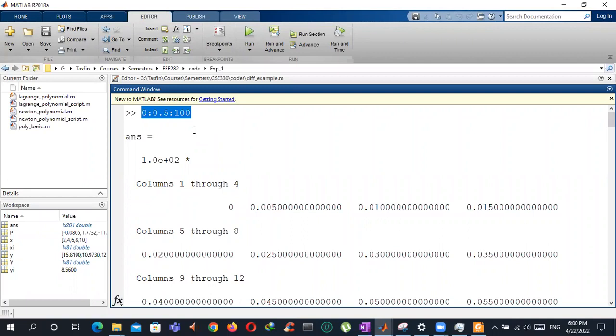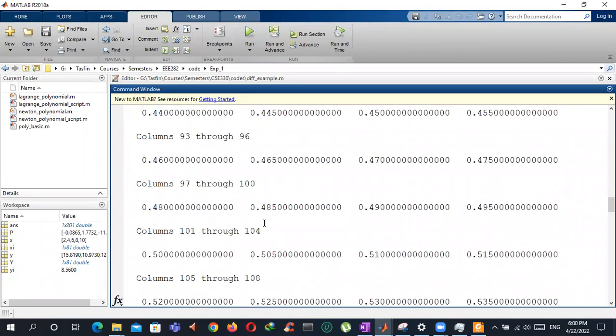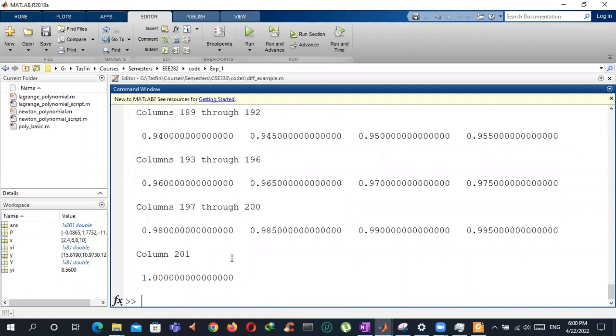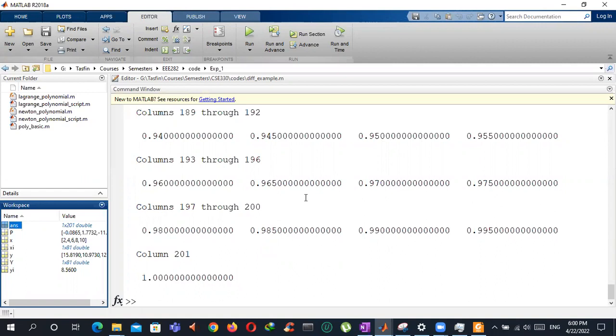Okay, and there is one other thing you will have to do. Can anyone guess? You will have to do one more thing in the code.